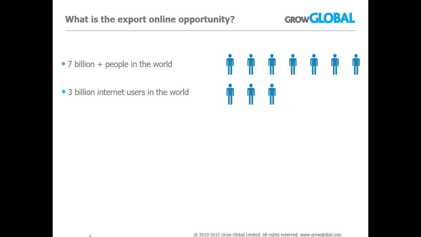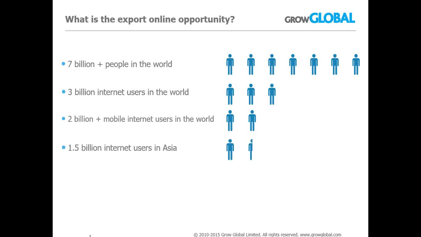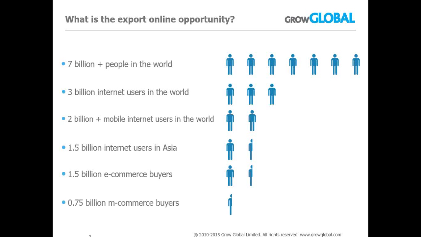If you take a look at how people are actually using the internet, they're not just accessing the web from their laptop anymore. There are now over 1 billion tablet users in the world and about 2 billion mobile internet users. And when it comes to selling online, we estimate that out of the 3 billion people that are online, about 1.5 billion are buying online through e-commerce and about 0.75 billion are buying through their mobiles. M-commerce is actually the fastest growing area, and we're going to talk about that a little bit later.